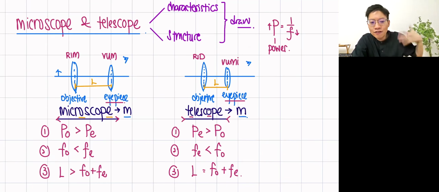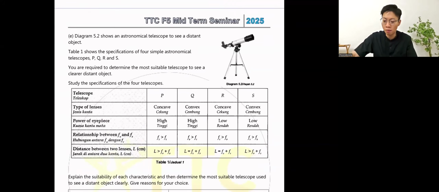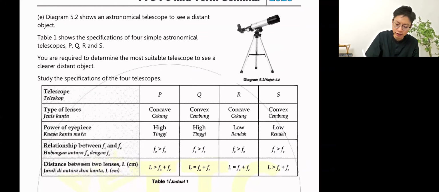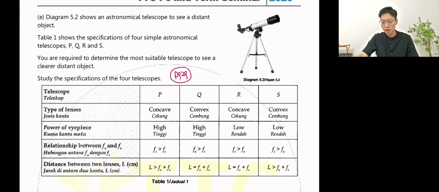Okay, guys, after you see whatever that I've showed you just now, if I show you this thing on page 29 right now, correct? Can you tell me which is the better astronomical telescope? Which is the better astronomical telescope? Right now.